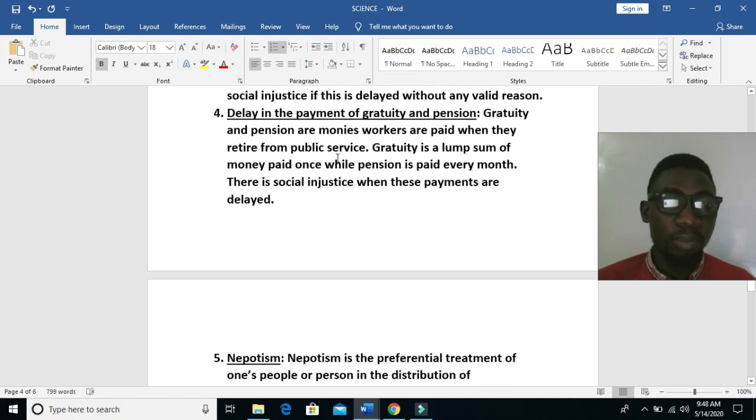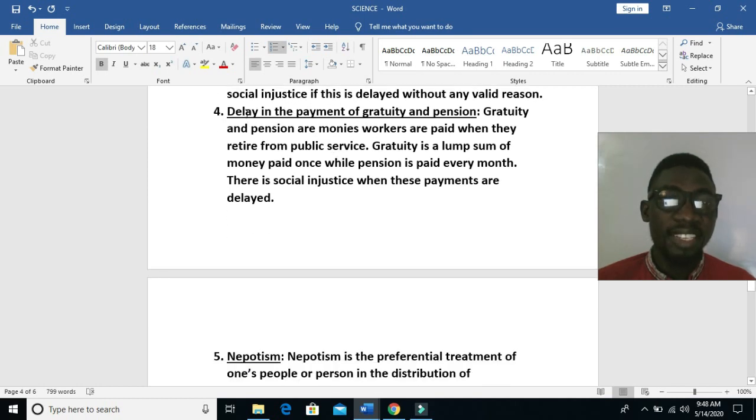Number four to consider is delay in the payment of gratuity and pension. Take note of these terms. I will explain them as I go on before we can talk about the delay in such payment. Gratuity and pension are monies workers are paid when they retire from public service. If they have worked for a particular period of time or they are of age and they can't work anymore, they get retired. So the money they get when they get retired is what we call gratuity and pension. And there's a difference between the two.